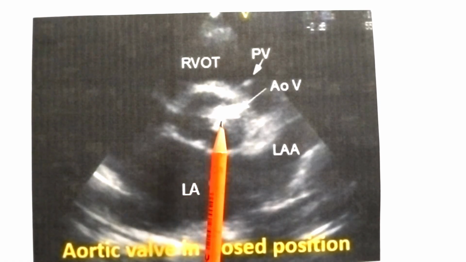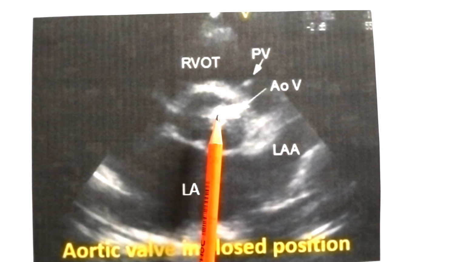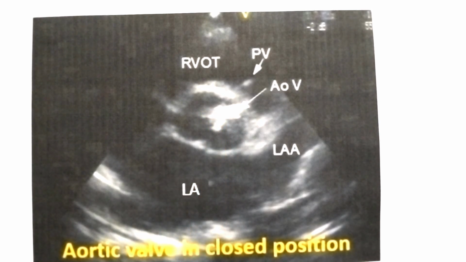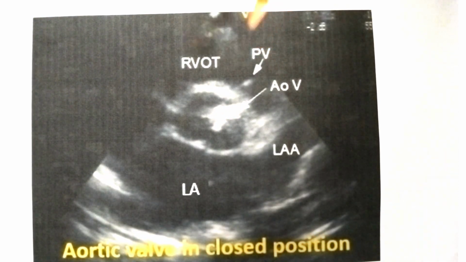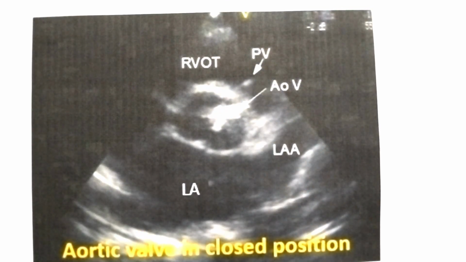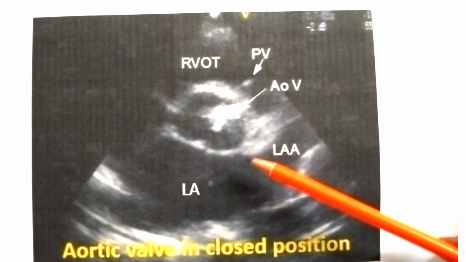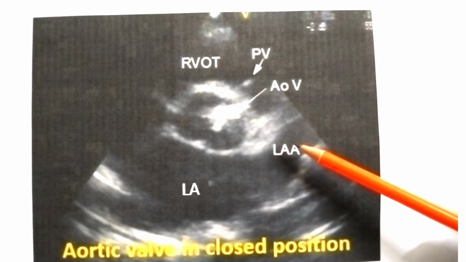And it's very evident here, heavily calcified aortic valve, calcific aortic stenosis, aortic valve in closed position. And a portion of the pulmonary valve is seen here, right ventricular outflow tract, left atrium. An important structure, something like a boat I would say, is the left atrial appendage.